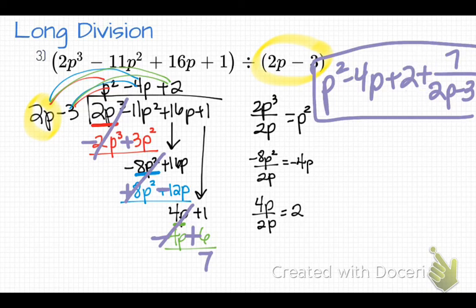Now, I have one last question. I know the bell is about to ring. What would happen if I didn't have a p squared term here? How would I do my division? I need to put a placeholder there, so I would have put a plus 0 there. So if I'm missing terms, I need to put a 0 anywhere there's a missing term, okay? Okay.